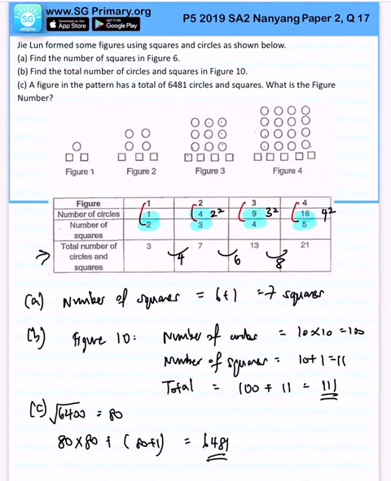So therefore, for this question, the final answer would be figure number 80. That is the solution for this question.